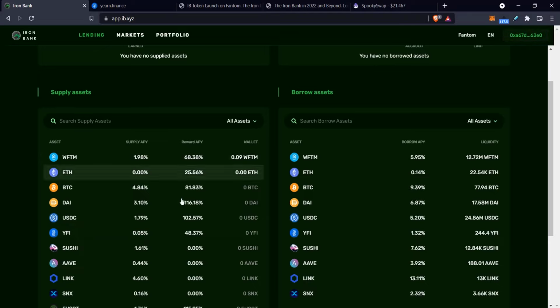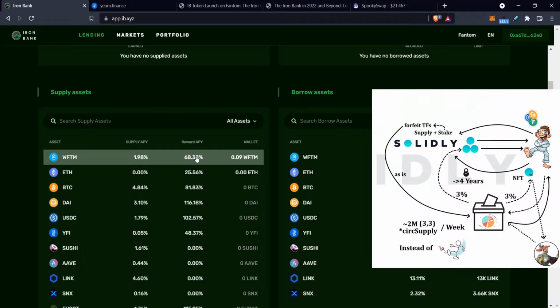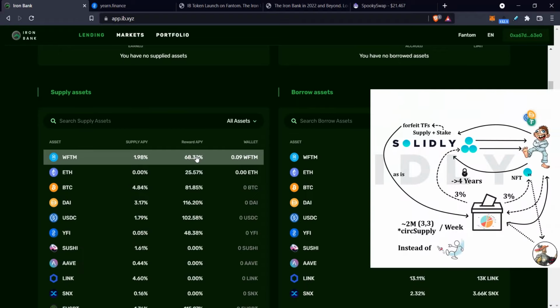Now, why do I like this token? What do I like about this token? This token is going to use the locking system of Andre's Solid or Ouroboro or however you say that. And basically you can lock it for, I did a video on it. I will link to that video at the end of this one and you can watch that video if you don't know what it does.